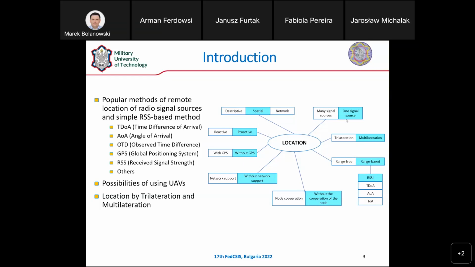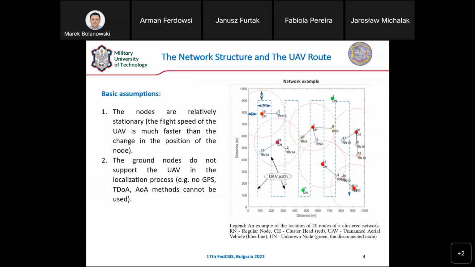I have one signal source. The node does not cooperate with the drone. I chose a multilateration method based on the range-based RSSI, received signal strength indicator method, which is simple for a simple drone used for location. And what is it for?